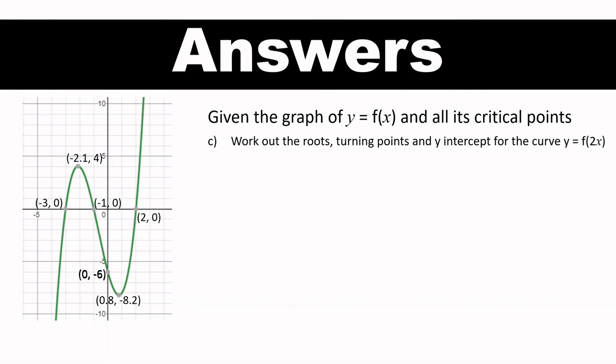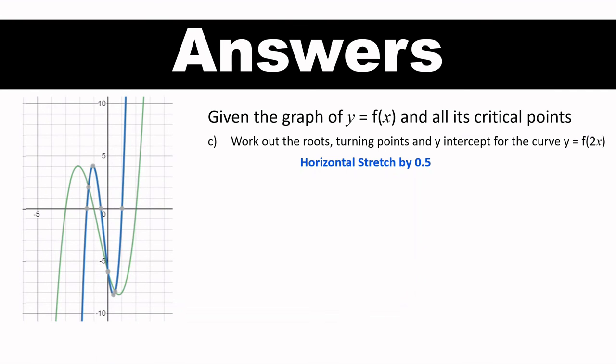For part C, if I multiply by 2 inside the brackets, my graph will be horizontally stretched by a factor of 0.5, or a half. The distances from the y-axis will be halved. So my new curve will look like this. As you can see, my roots have gotten closer to the y-axis.